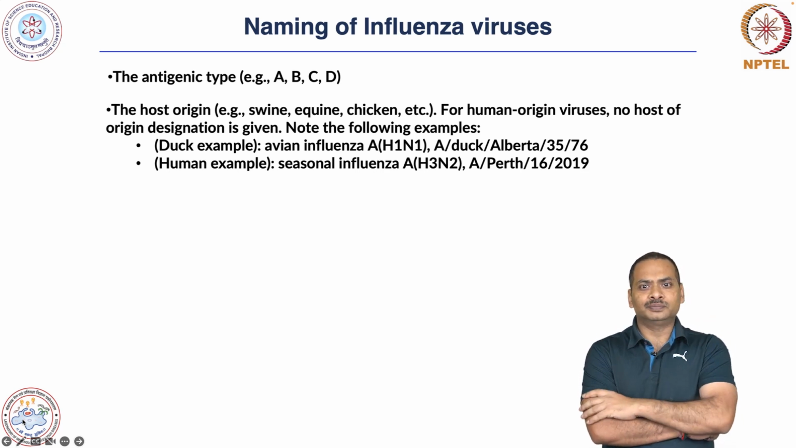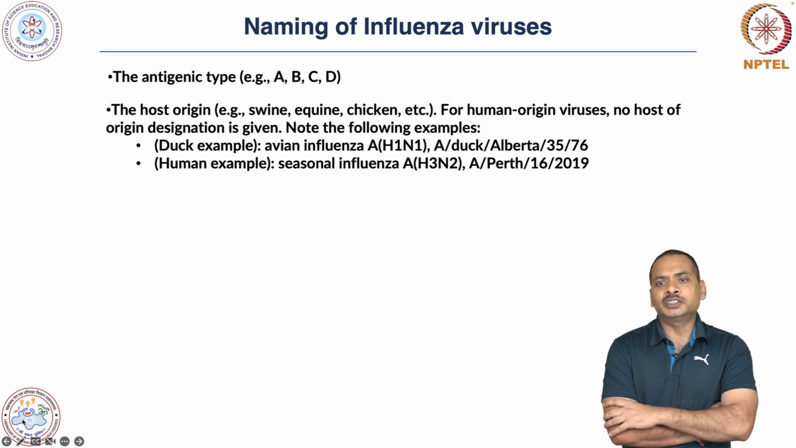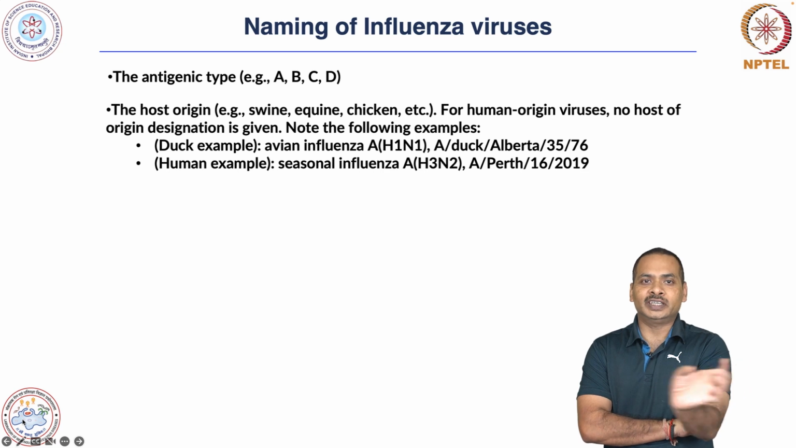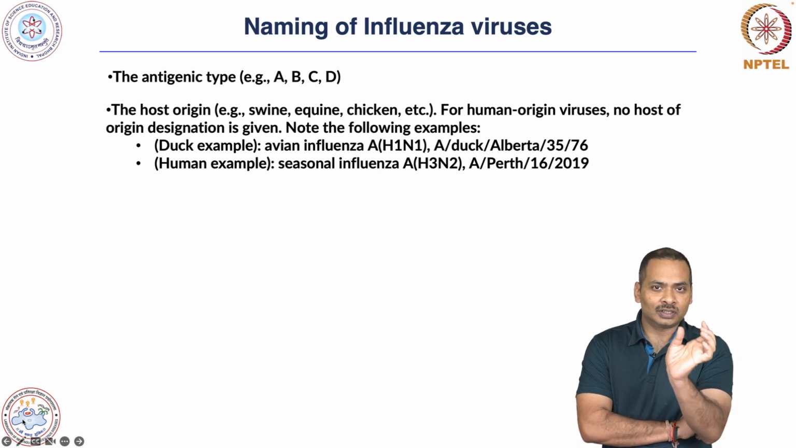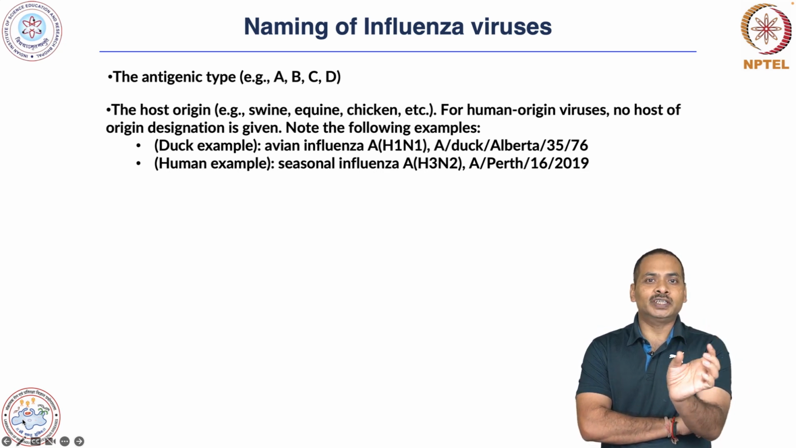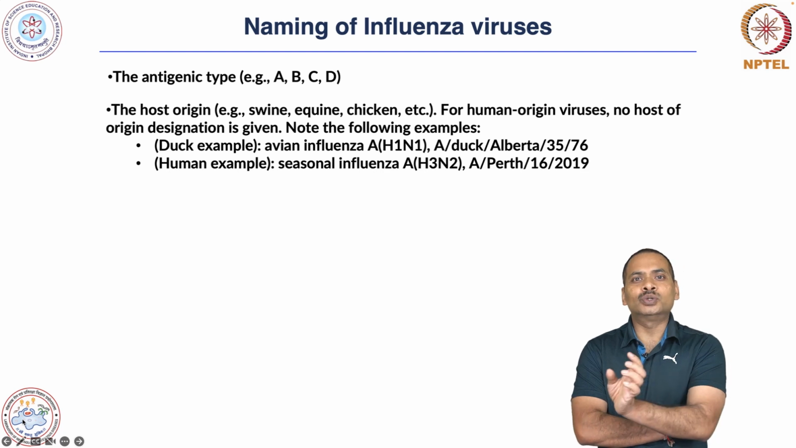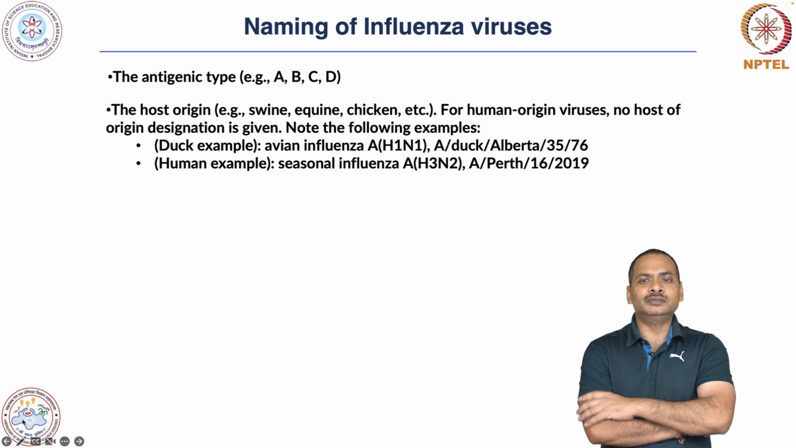For human origin, we generally don't write human. We just don't write any name. For pig, we write swine. For horse, we write equine. If it is a human host, then we don't write anything. We just write A.